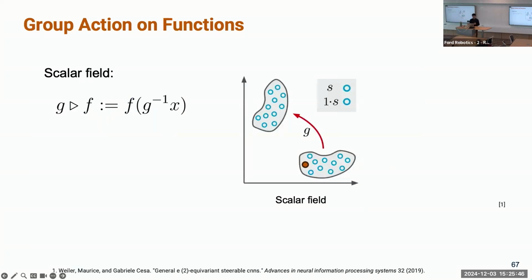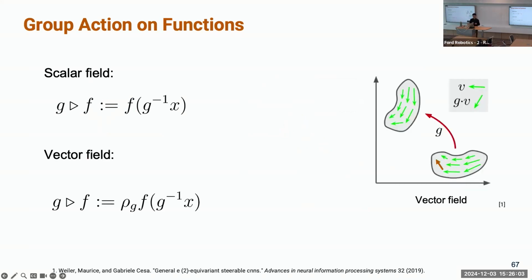It turns out that if the function is a scalar field, so a mapping from Rn to R, then the group action will only act on the domain of the function. What that means is that it transports every point in the function to a new location. If the function is a vector field, which is a mapping from Rn to Rm, then in addition to transporting the vector to a new location, we also need another rotation outside of the function to align it to the correct direction.